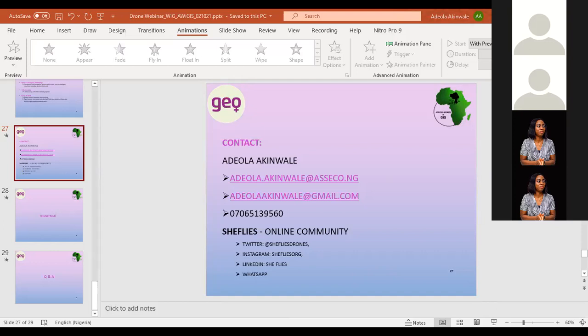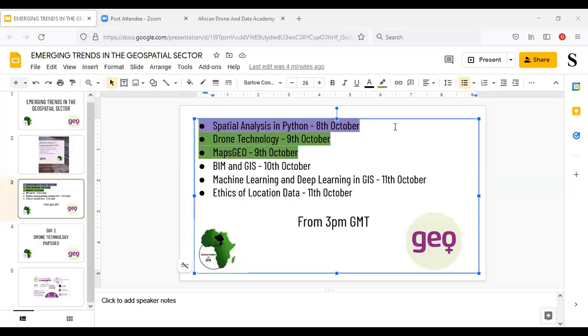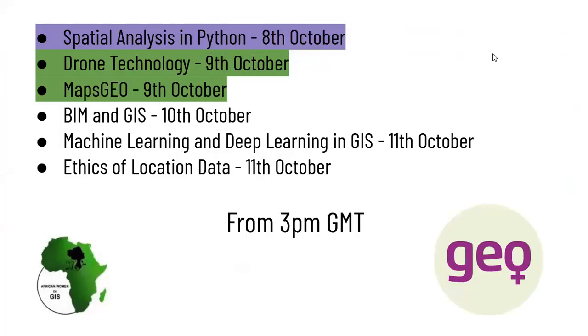Tomorrow is our 3rd day of this webinar series, our 3rd and second last day. Tomorrow we'll be looking at BIM and GIS, same time from 3 p.m. GMT, and I hope to see you joining this session tomorrow. It's interesting, this is something new that I haven't so much heard of, and I know most of you are also interested and looking forward to this talk. So see you tomorrow 3 p.m. GMT for the BIM and GIS talk.